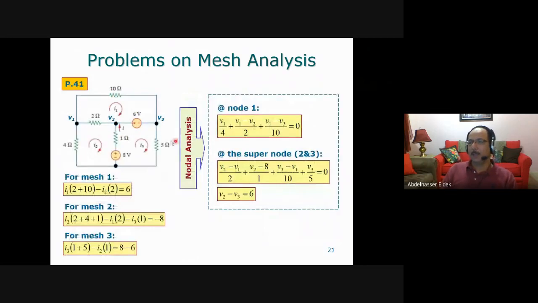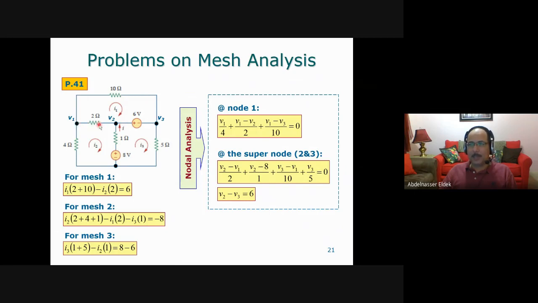Let's look at this problem. If you want to solve it using mesh analysis, you have 3 meshes, I1, I2, I3. Then if you want to write the equation for I1, the main current is I1. So I1 times 10 plus 2. Minus. This mesh intersects with the other meshes in what?